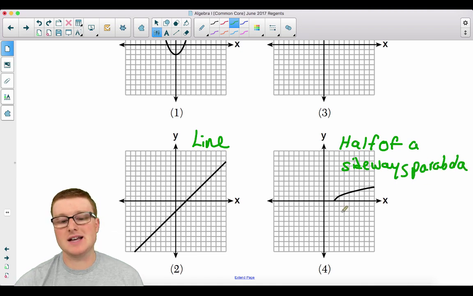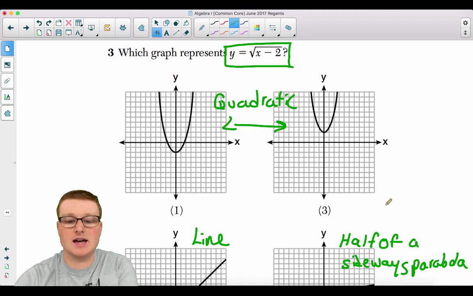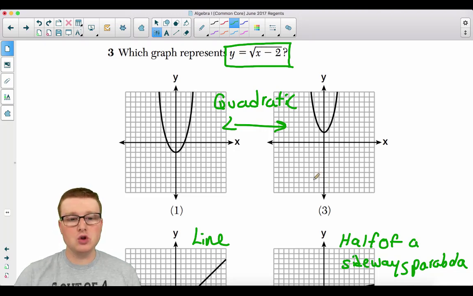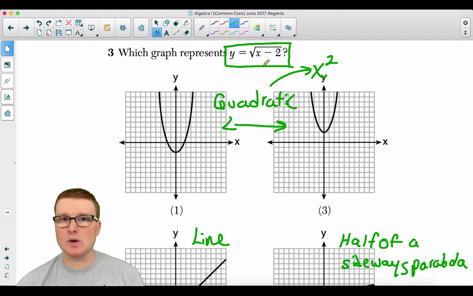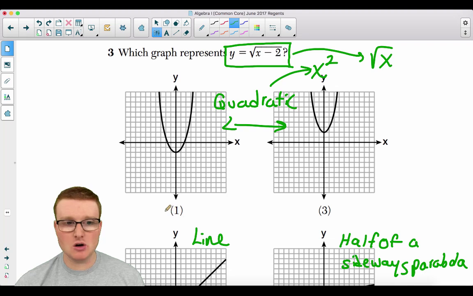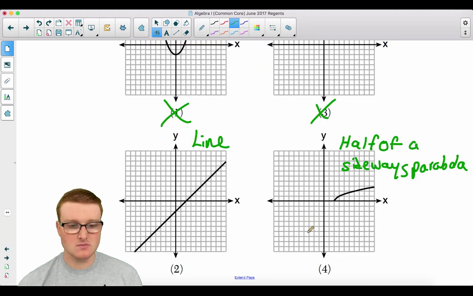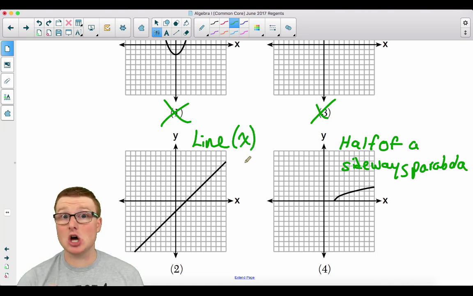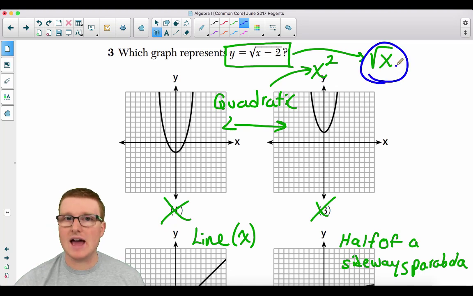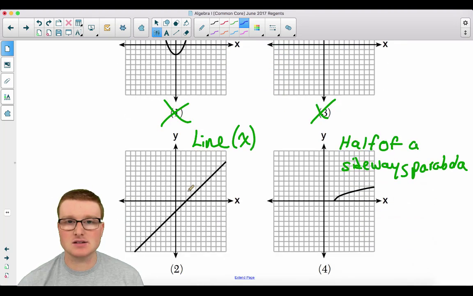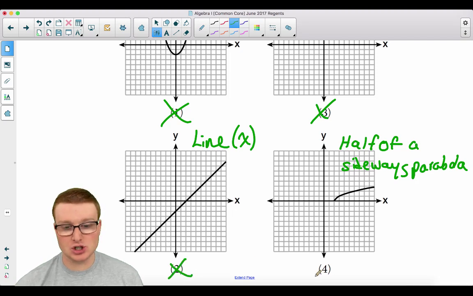Now, there is actually a real term for it, but I just call it a sideways parabola for you. So if you look at the equation, a quadratic means that there's an x squared involved. I don't see an x squared. I see the square root of x, but not an x squared. So you automatically know that the quadratics can't work. Choice 2 shows a line. A line means that there's a constant variable x alone by itself. But then again, we have the square root of x. It's not the same thing as x. So that is incorrect. Your answer is choice 4.